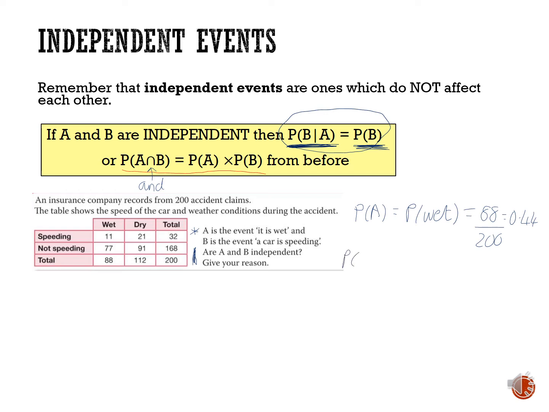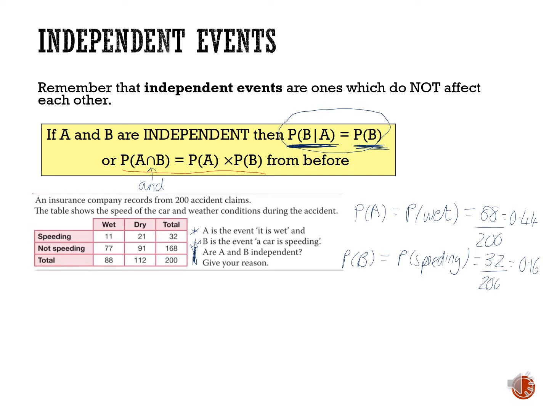Let's have a look at the probability of B, because we'll be having a look at these in a minute. So B, they've defined here the probability that it's speeding. So again, that's not conditional probability, that's something you should be able to look at that table and work out. What's the total of speeding? Look at the table, 32. Okay, out of 200, and that's 0.16.